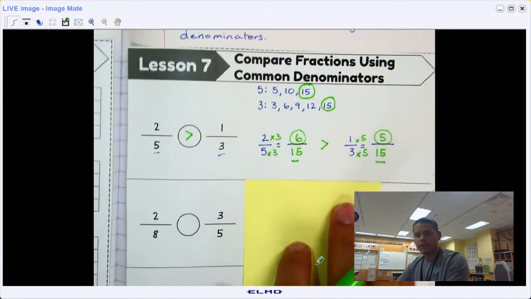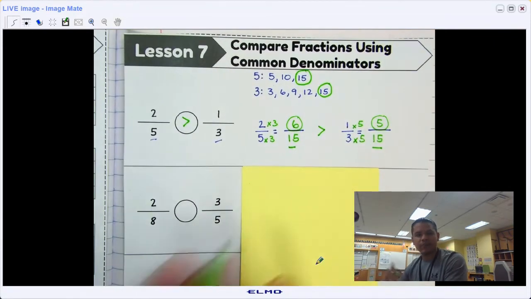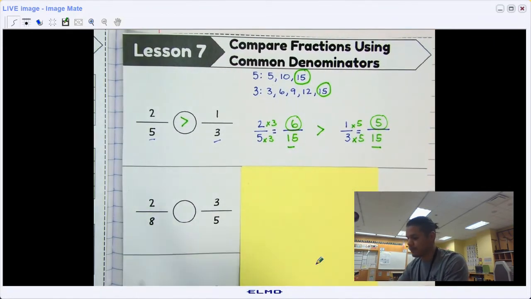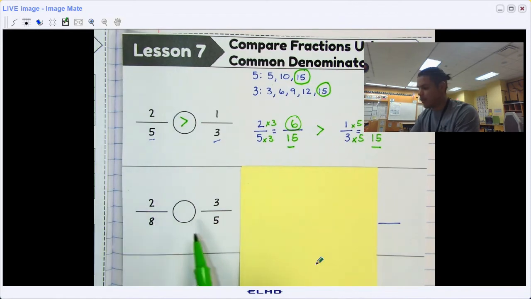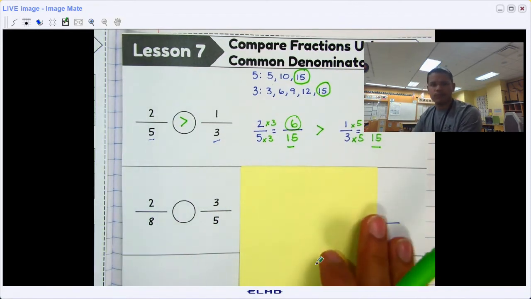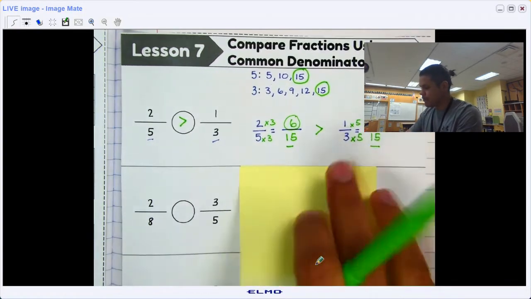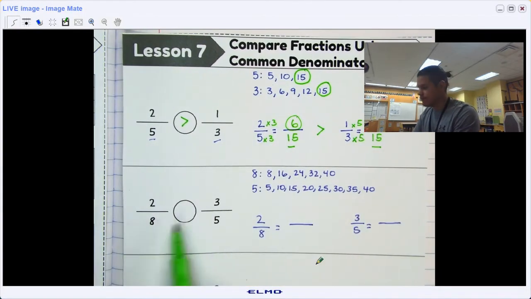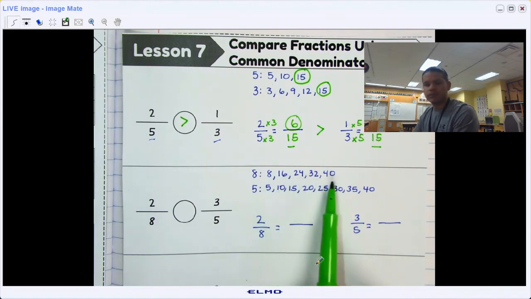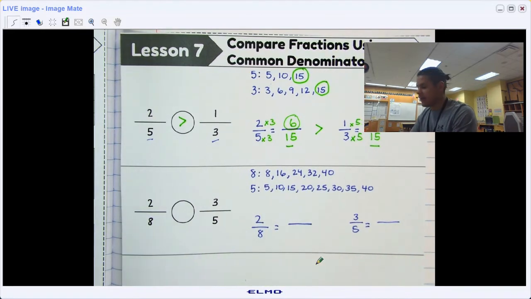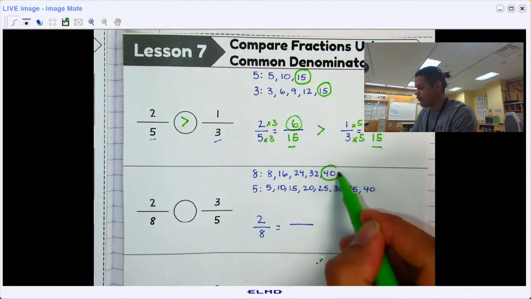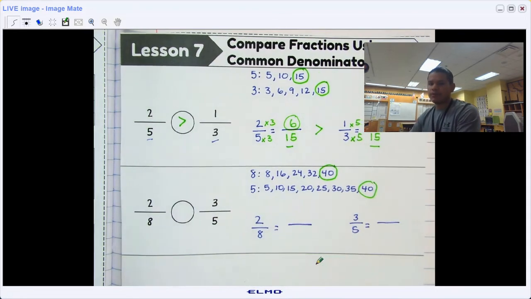Okay, so now we need to compare. Let's take a look at one more example, and then I'll ask that you try some on your own. You have 2/8, and we want to compare that to 3/5. What's the first step? Multiples. You need your multiples of 8: 8, 16, 24, 32, and 40, and your multiples of 5, all the way until you find a common multiple. So here you have 40 as your common multiple.